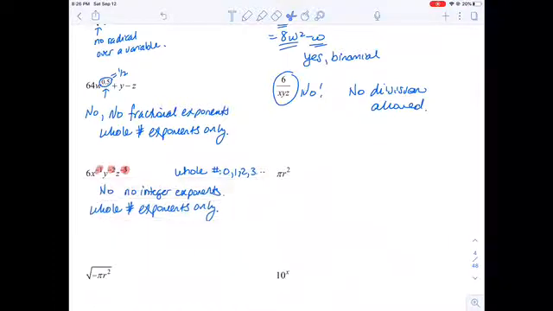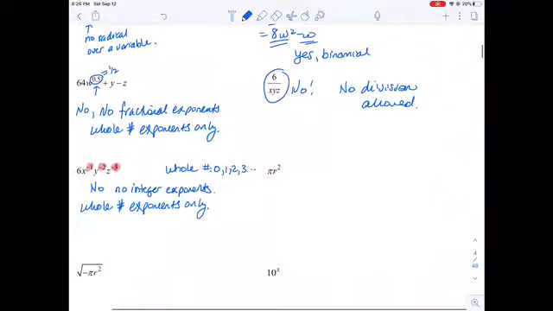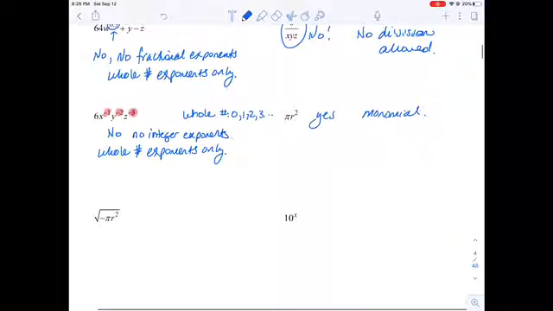There we go. Same thing. Okay, let's look at the next one. Pi r squared. That's actually a yes. That actually is a monomial, because even though there's a pi in it, pi is just a number, okay? It's a coefficient, right?